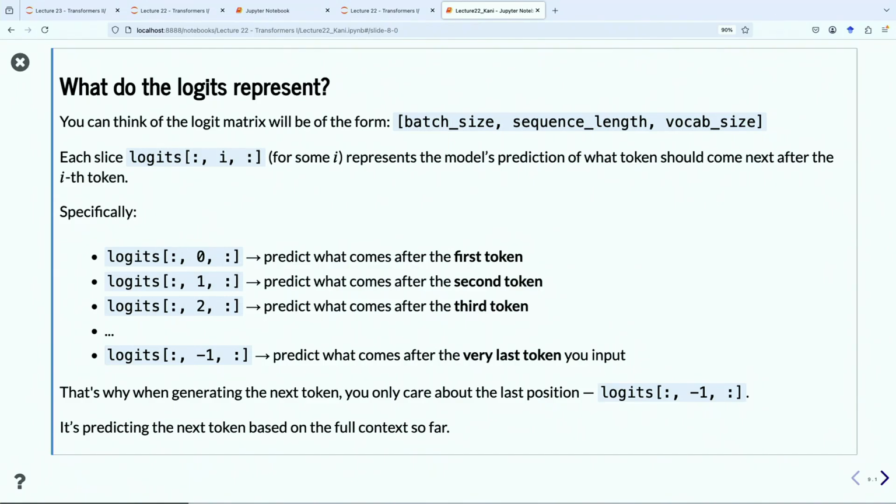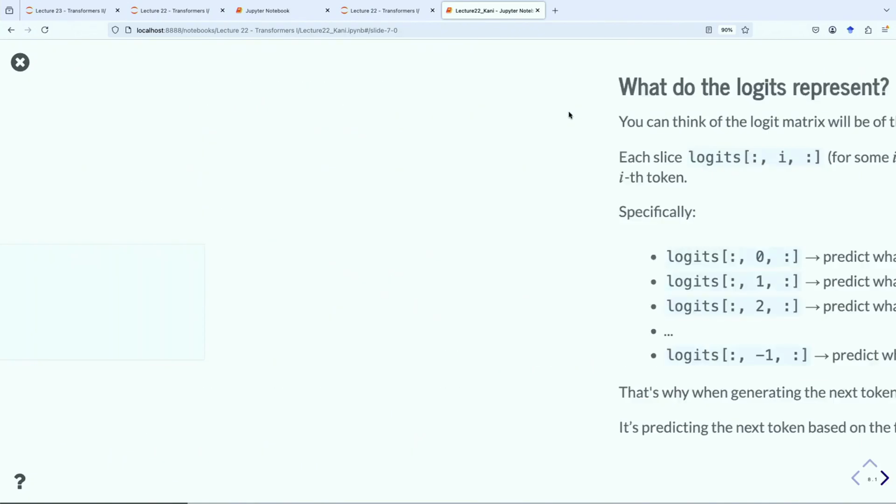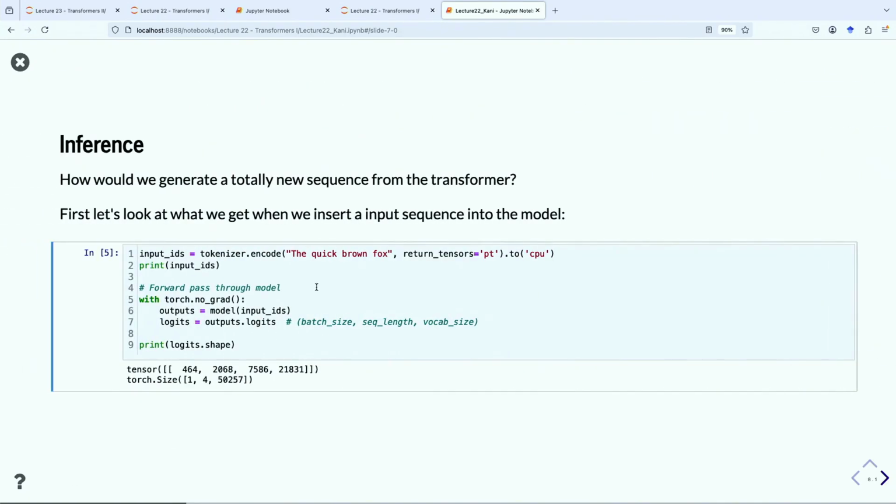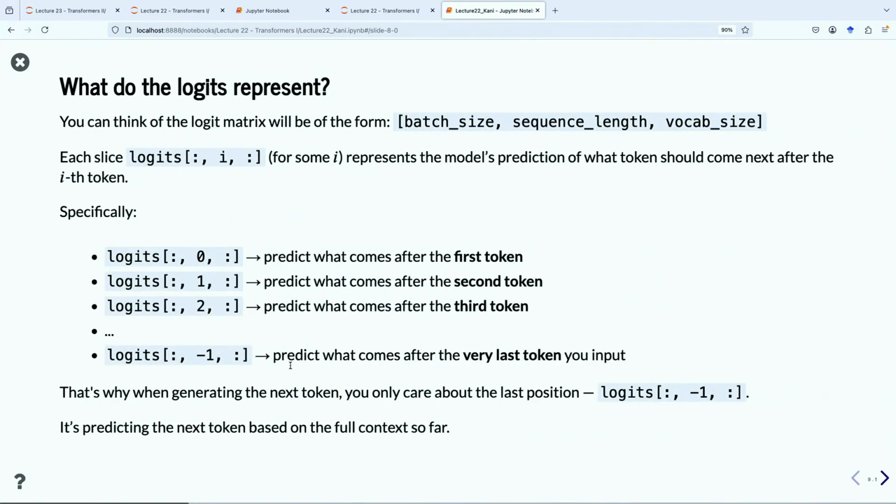So batch size is always a parameter for the input and output of the models. The second dimension is the sequence length, which is the sequence length of the input. Over here, we had a sequence length that was 4 elements long, and we get a sequence length that is 4 in the output. The third dimension represents the vocab size.